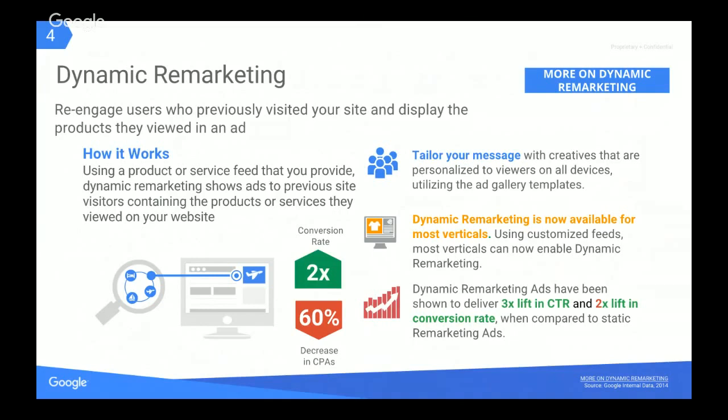And you can do dynamic remarketing for various verticals. Could be hotels, could be flights, could be retail. For retail, you might need a merchant center account. You can tailor your message with creatives that are personalized to viewers on all devices. And dynamic remarketing is now available for most of the verticals, as I mentioned. And lastly, it also leads to a 3 times lift in CTR and 2 times lift in conversion rate.